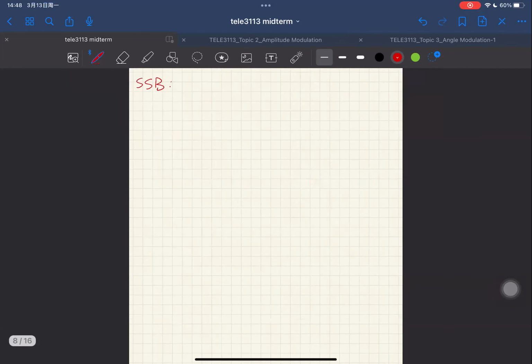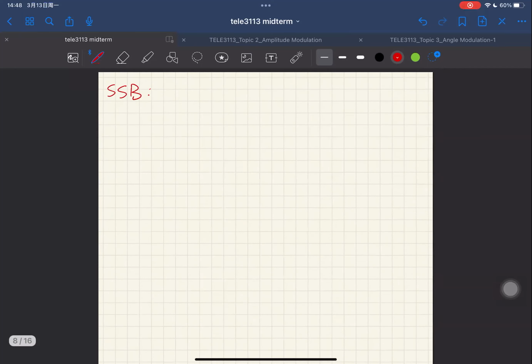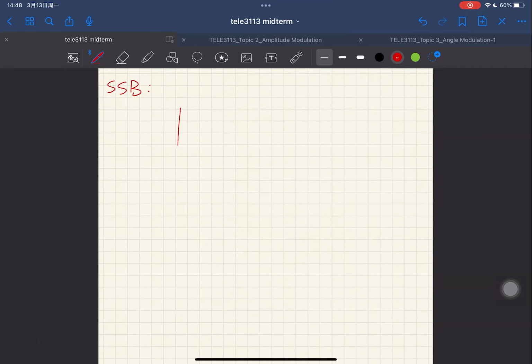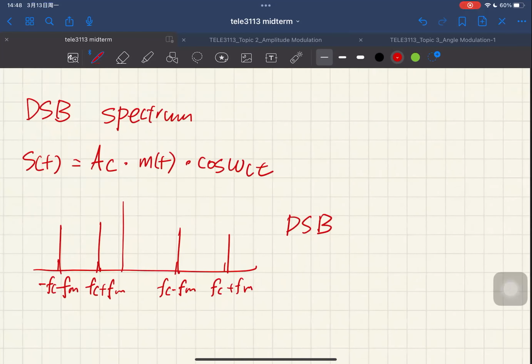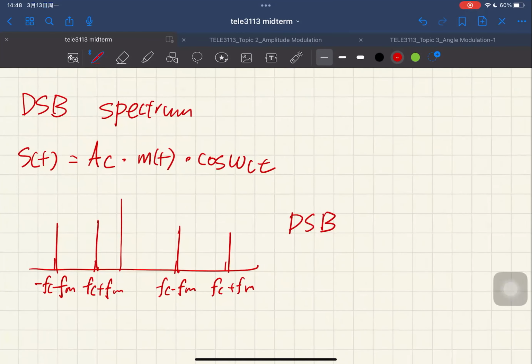So if you look at your SSB signal, right? Can you go back to the double sideband spectrum for a second? This one, yeah. So you don't have the carrier at the middle, right? So you get rid of the carrier components.